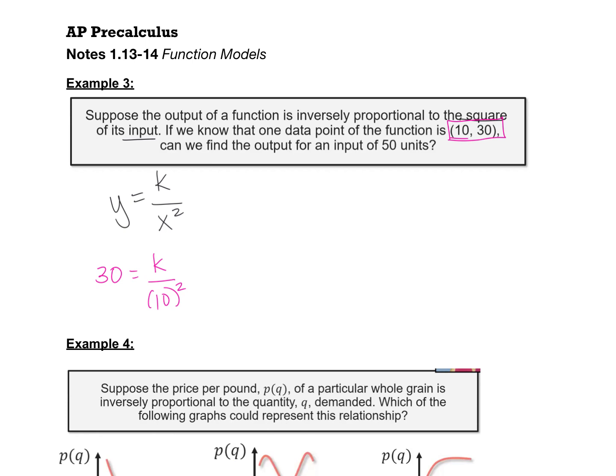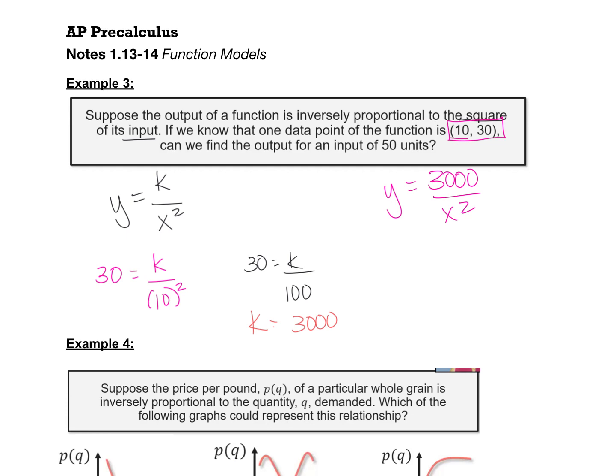Right? So that gives me 30 equals k over 100, or what would k equal? 3,000. Okay. So my actual equation that I'm going to be working with is y equals 3,000 over x squared. That's all I did to start, okay, was to find my equation. Got to know what k is so that I can analyze this next point, all right?